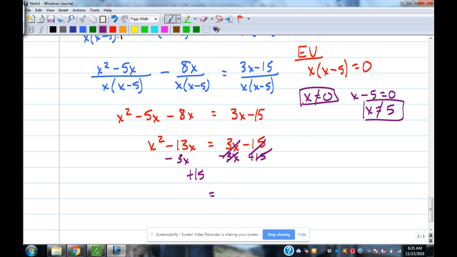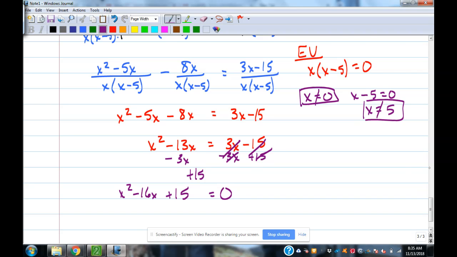There's my 0. x squared minus 16x plus 15. What are my options for solving this? X method or quadratic formula. They will both get you the same answers on this one. This one factors and does quadratic formula.